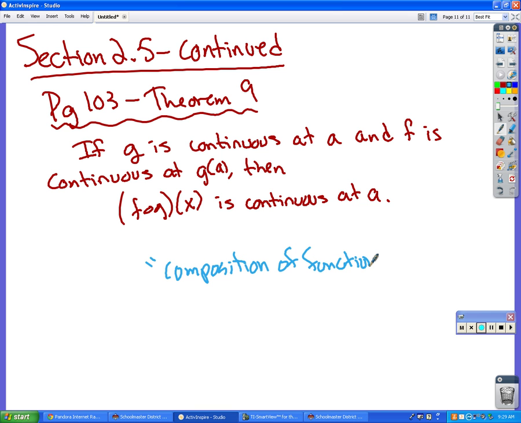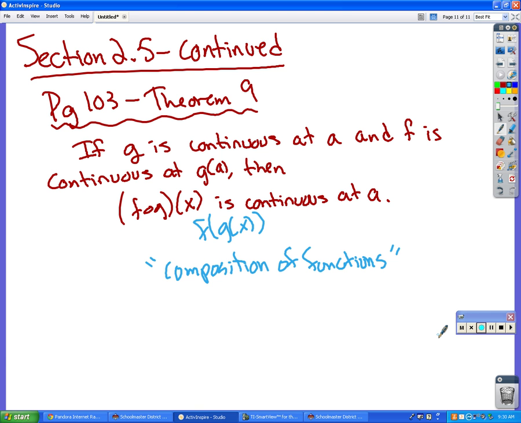Composition of functions. So this is when you form a new function by plugging one function into the other one. So you have a new function that's composed of two separate functions. And so f of g of x is one way to write it, or if you use function notation, that looks the same as that, okay?